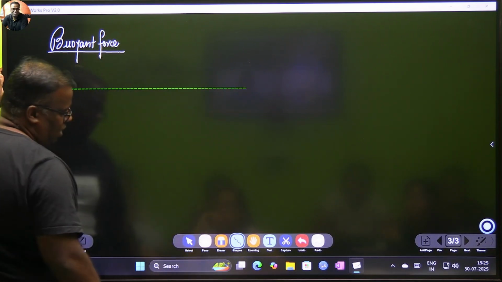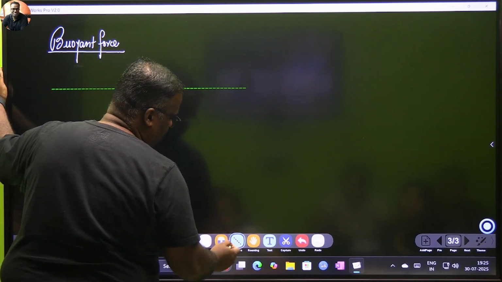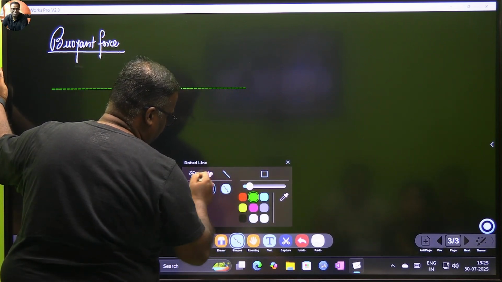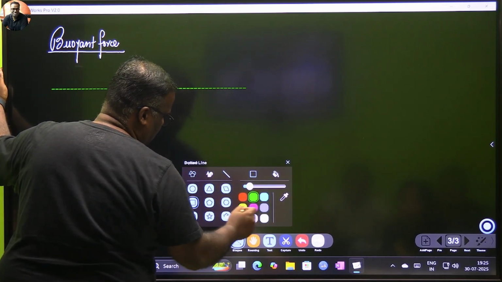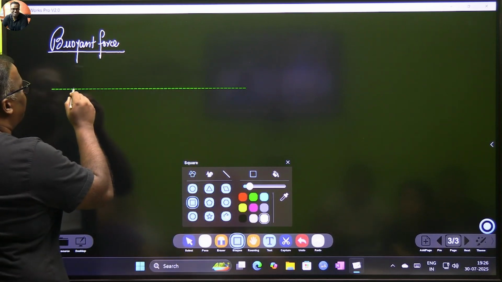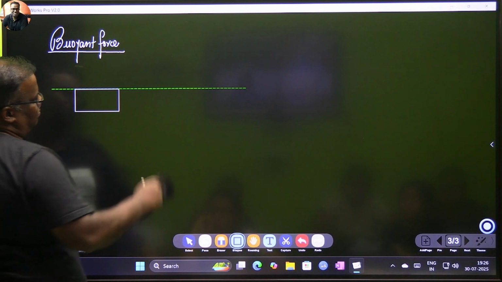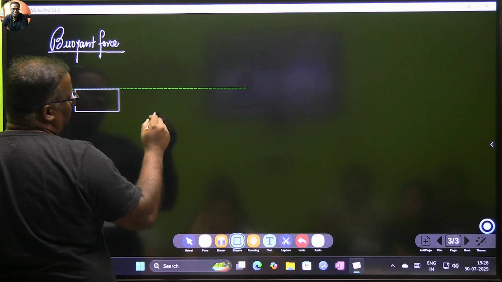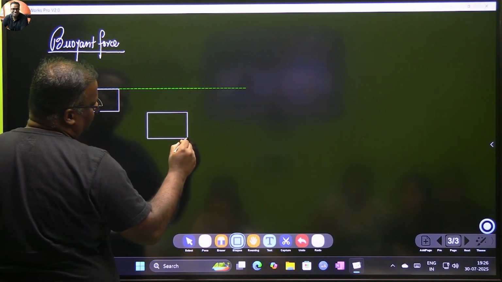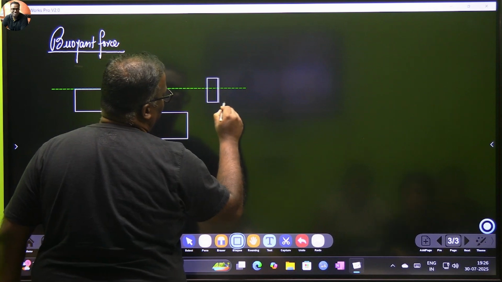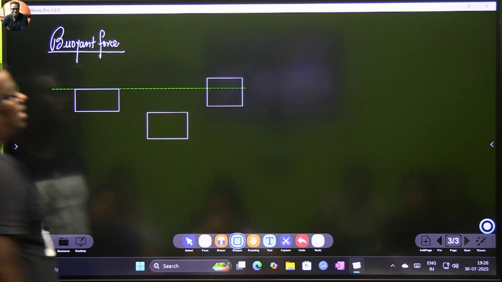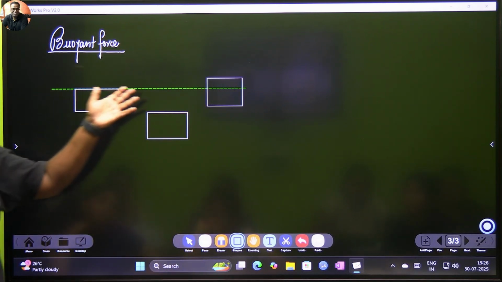Okay, one can be that my body is, this is the fluid level. Another can be, and another can be. These are the three possible criteria.